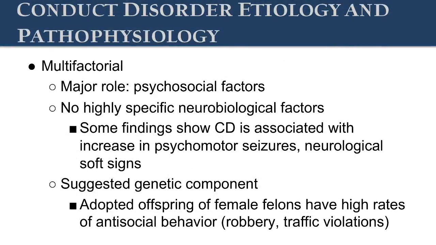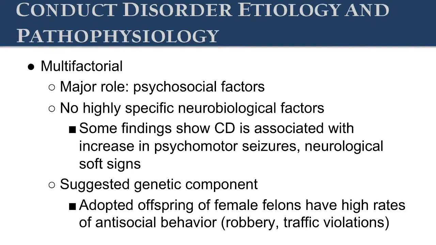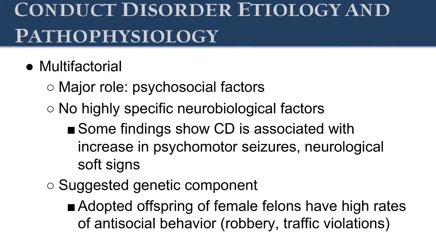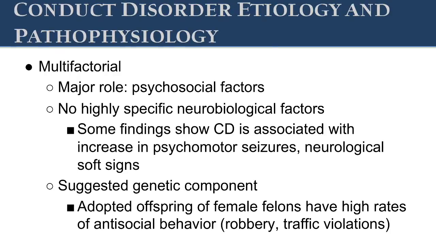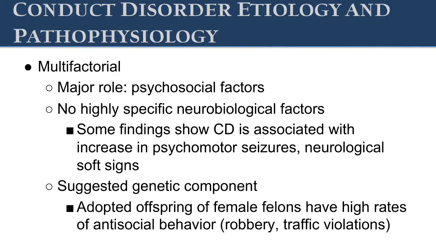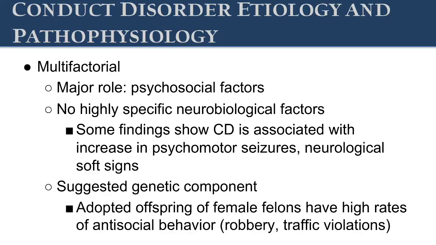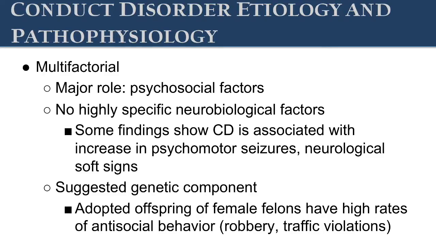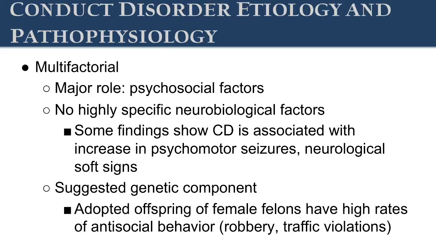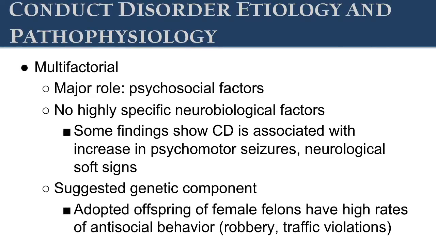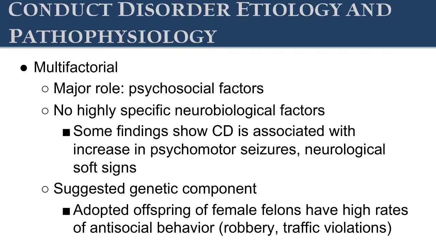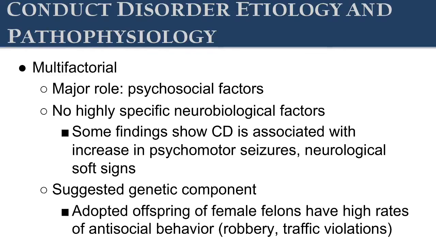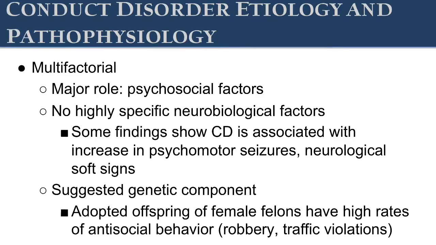However, psychosocial factors have been shown to have a major role in the development of conduct disorder. Some of these factors include childhood abuse, childhood trauma, parental separation, and poor forms of parenting such as rejection, abandonment, and excessively harsh discipline. There are no highly specific neurobiological factors that may be attributed to the pathophysiology of conduct disorder. There are some findings that show that conduct disorders are associated with an increase in psychomotor seizures and neurological soft signs, such as rigidity and gait imbalance. There's also a genetic component to conduct disorder, as evidenced by studies that show that adopted offspring of female felons have higher rates of antisocial behavior.